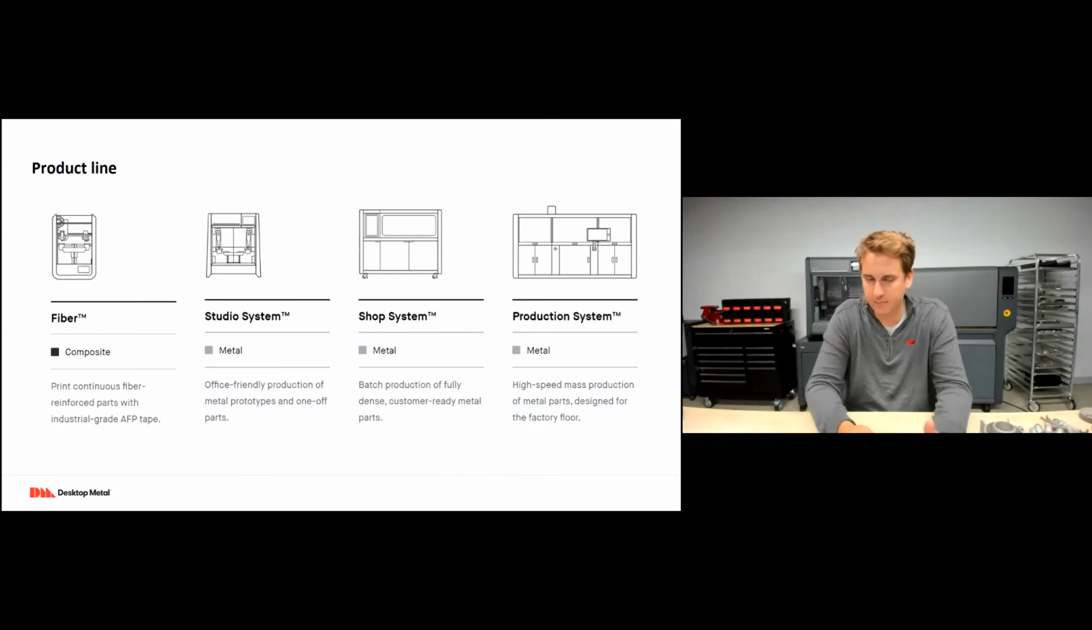We have 4 printers on the market today. We have our Fiber printer on the far left. That's our composite machine, printing things like carbon fiber, fiberglass, PEEK, and PEKK materials. Won't be talking too much about that today.